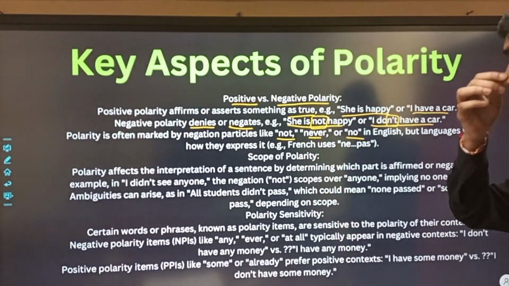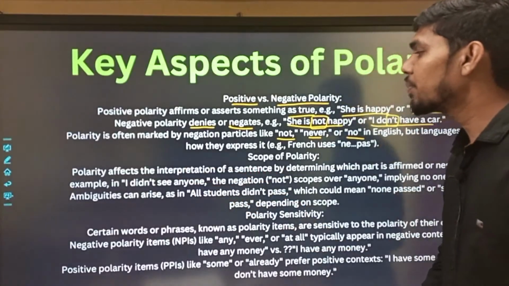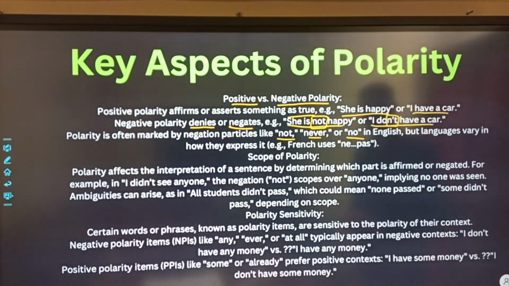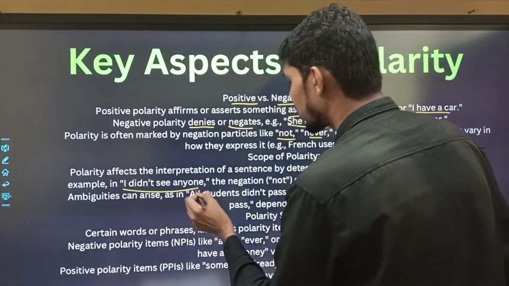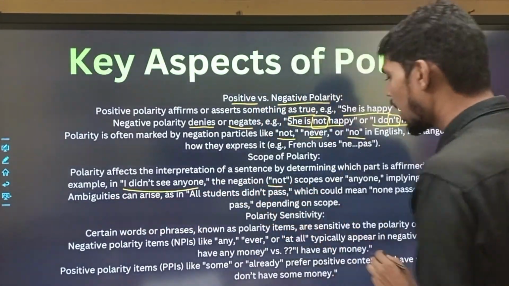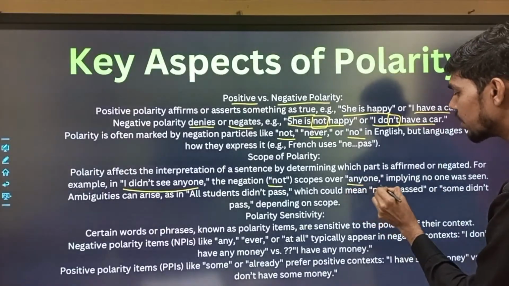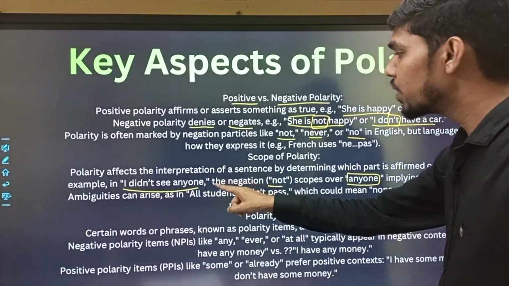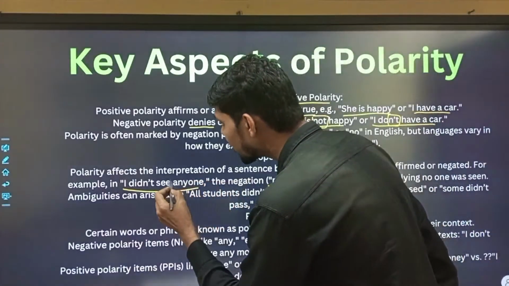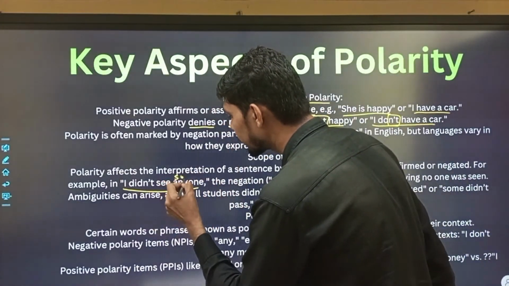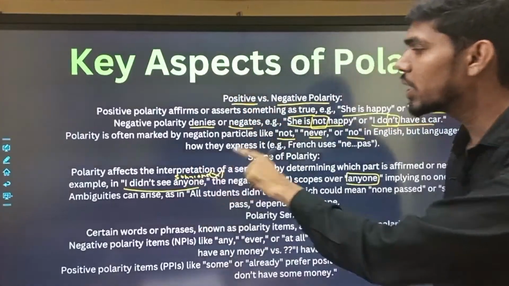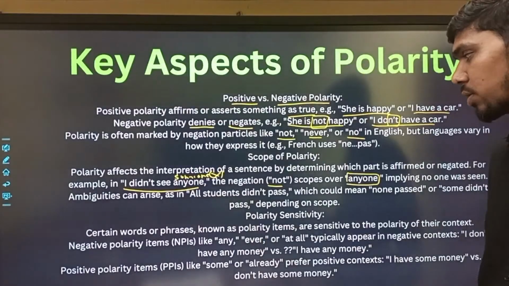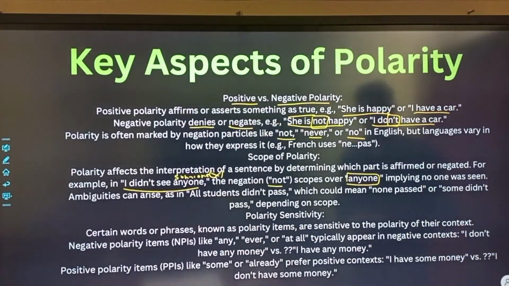So here is the scope of polarity. Polarity affects the interpretation of a sentence by determining which part is affirmed or negated. For example, in I didn't see anyone, the negation is not, and that scopes over anyone, right? In a negative sentence, we use anyone. We cannot use someone here. If you use someone in a negative sentence, then it will be wrong. Okay, implying no one was seen.